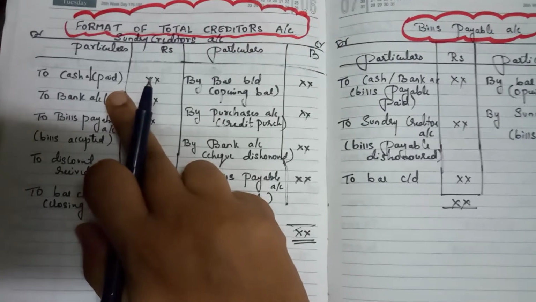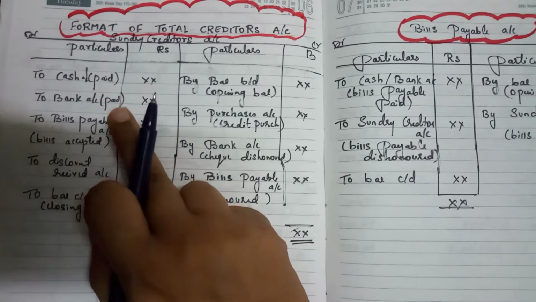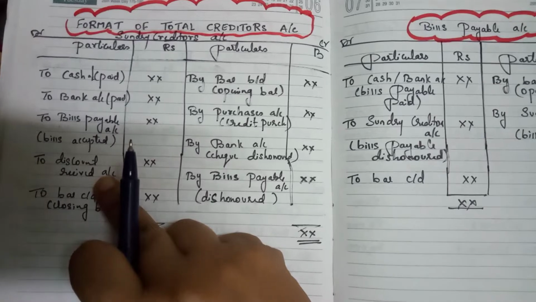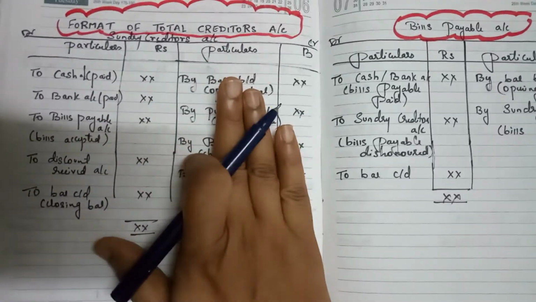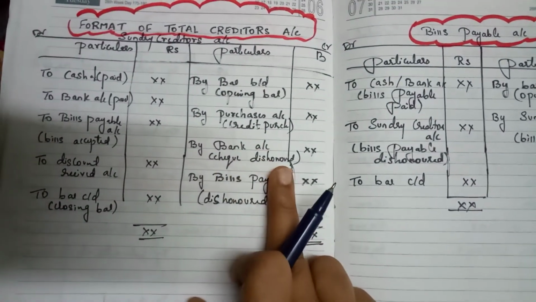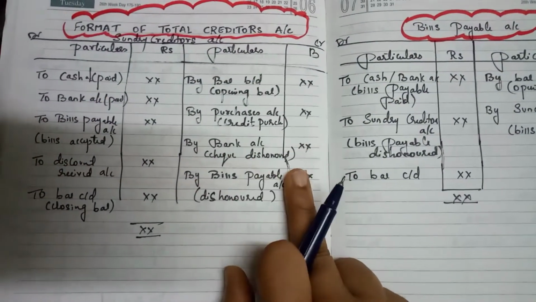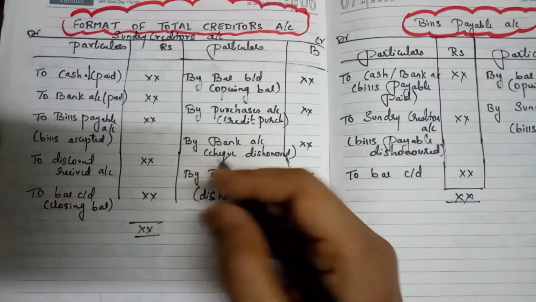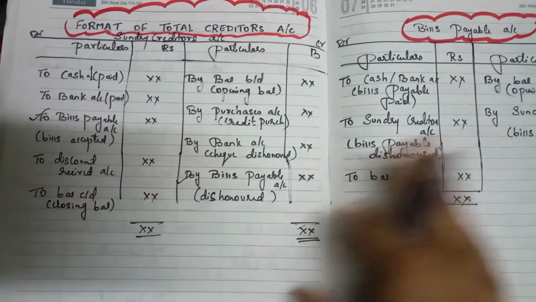If you are paying cash, you write cash. If you are paying the creditor by cheque, you write bank account. If your bills are accepted, you write here. If you receive a discount, everything goes on the credit side. Bounced or dishonored means you write here. If a cheque bounces because you don't have sufficient amount, you write by bank account, cheque dishonored. If you didn't pay the bills on time, by bills payable dishonored. These two we are going to transfer to the bills payable account.